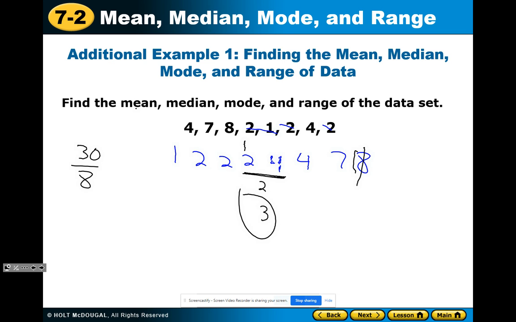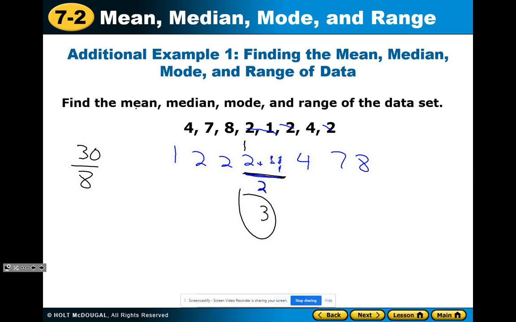So how'd you get 3? How did I get 3? I looked at the 2 middle numbers, I added them, and then I divided by 2. You just take the average of the 2 middle numbers. Do you see that? Yep, good. All right, sorry if I'm going too fast.